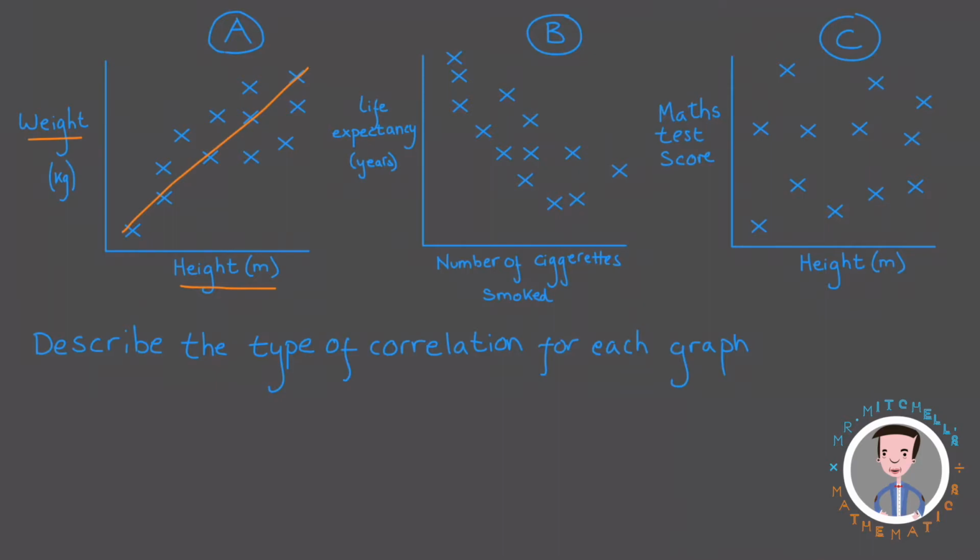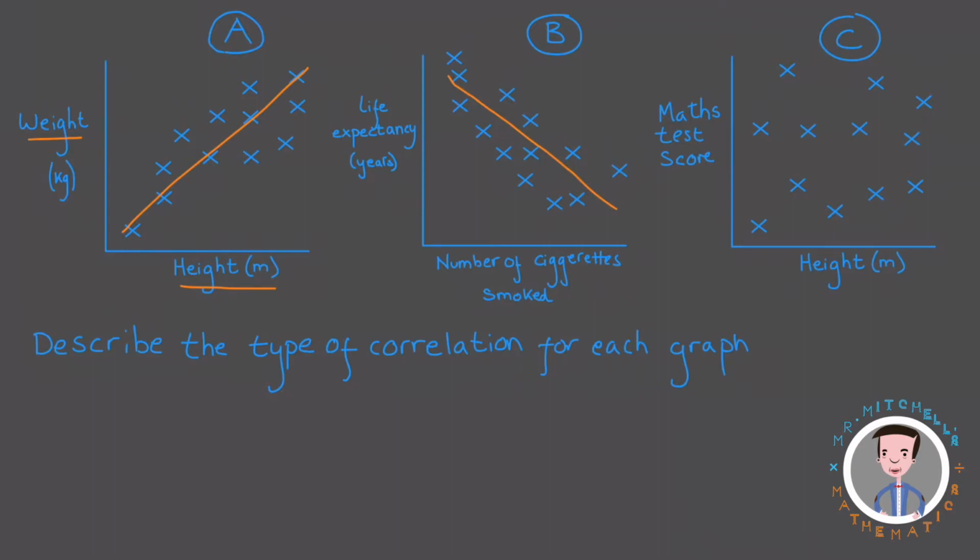In graph B, we have an example of negative correlation. That is because as x gets bigger, y gets smaller. In this case, we have number of cigarettes smoked and life expectancy, meaning that on average, the more cigarettes someone smokes, the lower their life expectancy is.